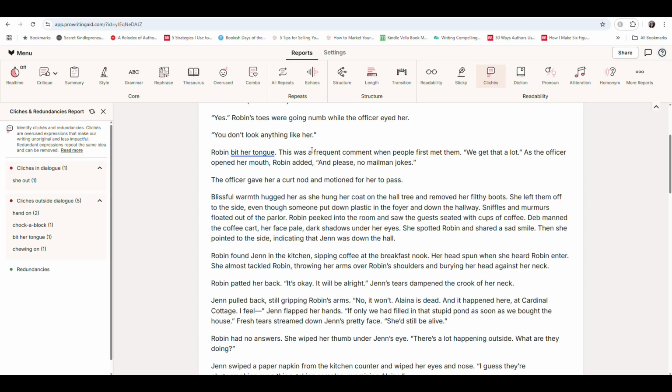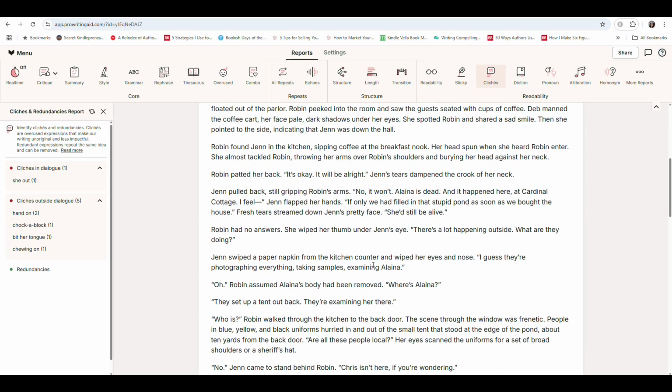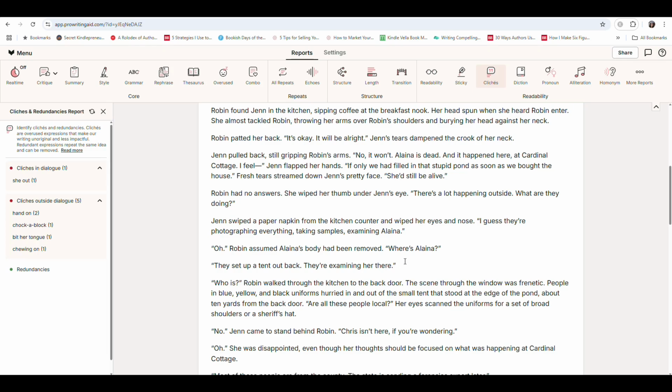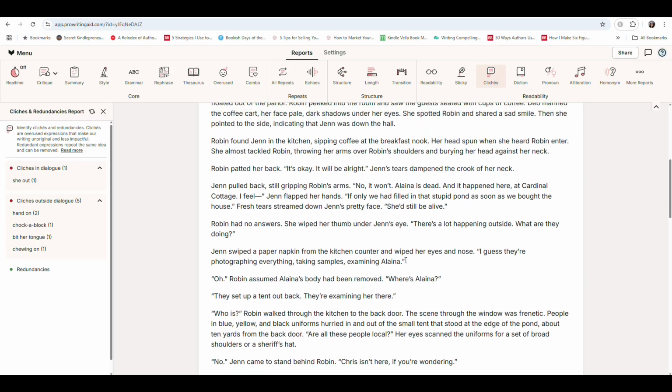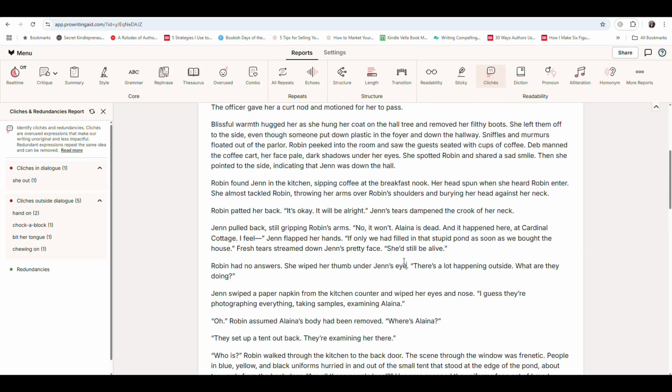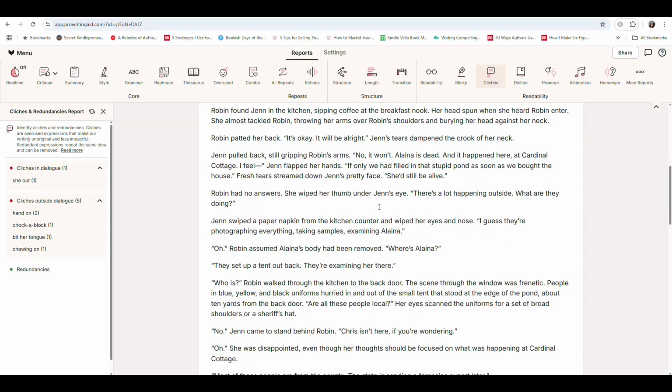For instance, in one of the earlier chapters, Robin asks her sister how party prep is going, and instead of saying, it stinks or it's going over like a lead balloon, which would be a cliché, I say party prep took a poop in my punch bowl. So I came up with something unique and funny instead of relying on a cliché.